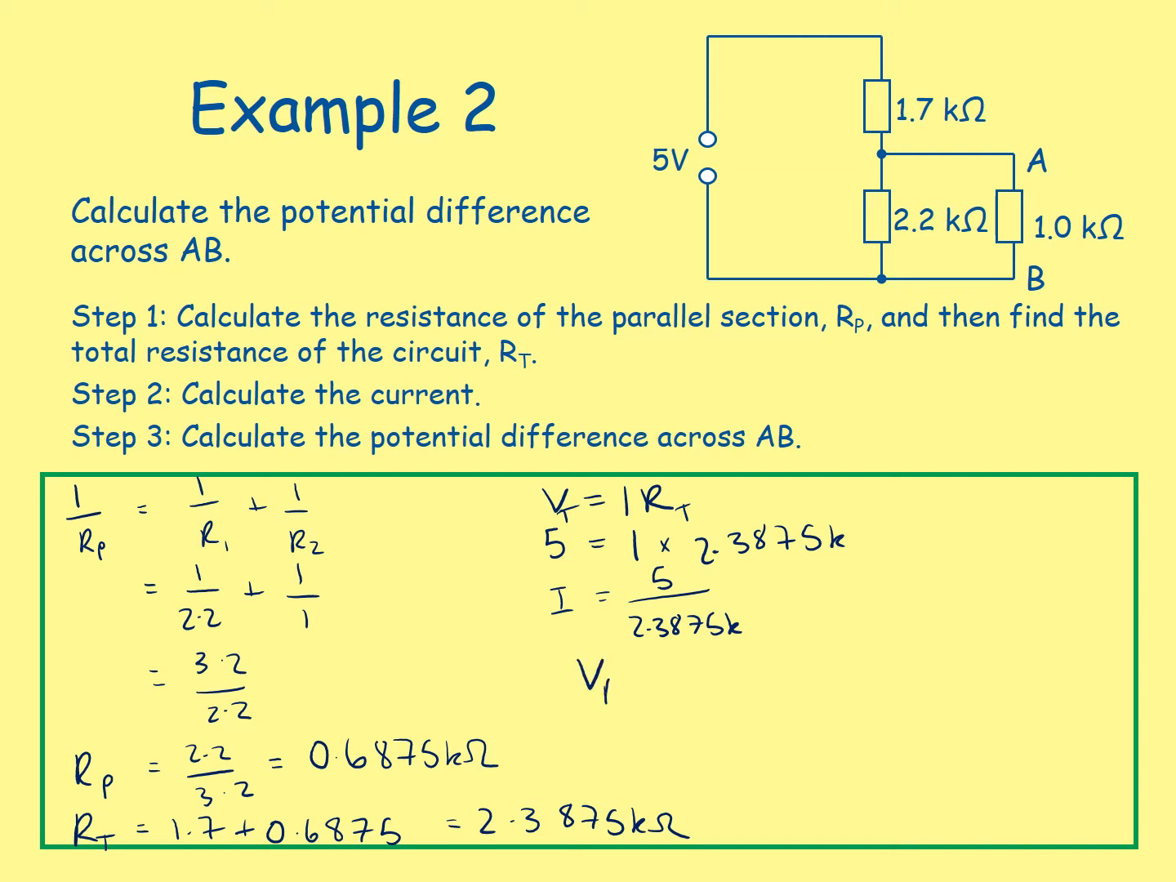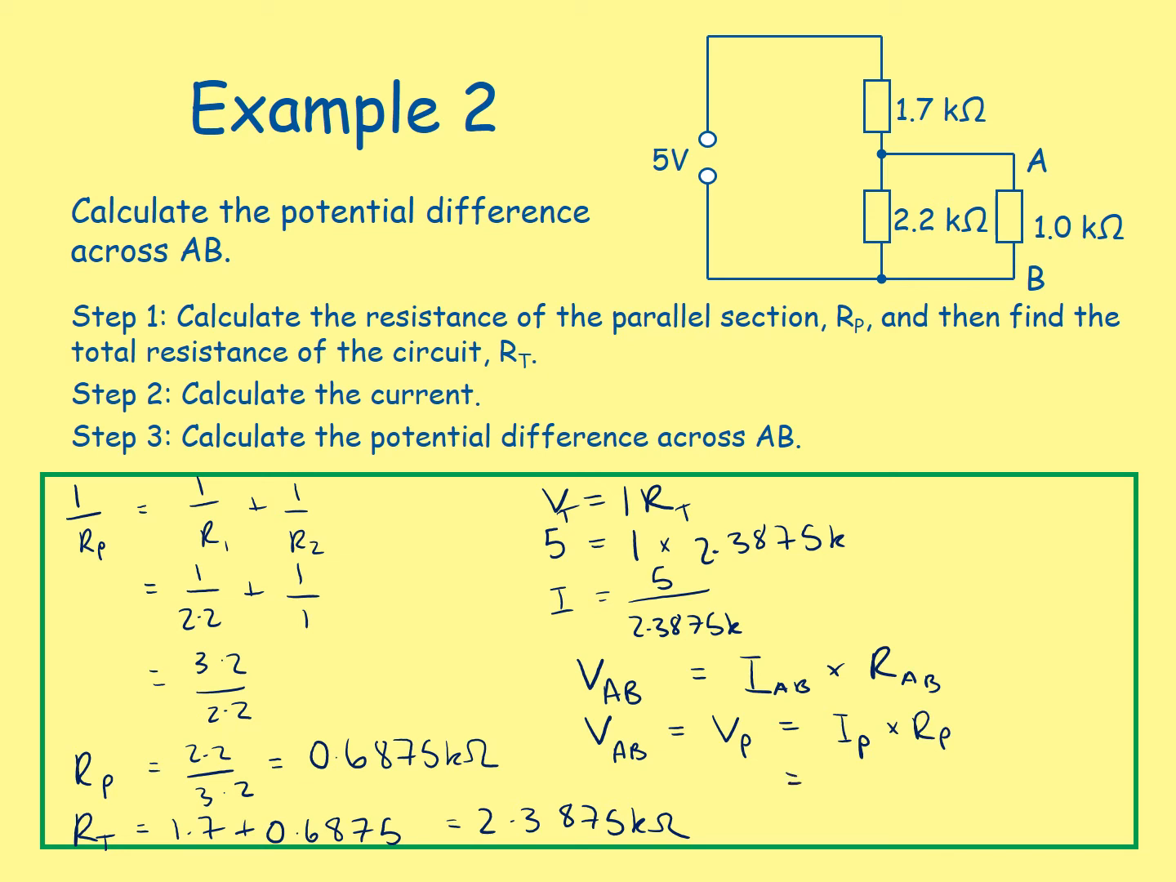So our voltage across AB equals our current across AB multiplied by our resistance across AB. However, we don't know our current across AB, so we're going to have to approach this in a slightly different way. The voltage across AB is the same as our voltage in parallel, which can be written as the current in parallel multiplied by the resistance in parallel. These values we do know.